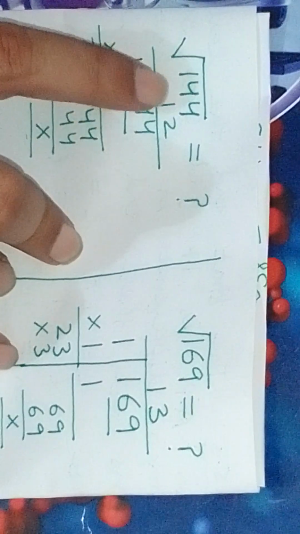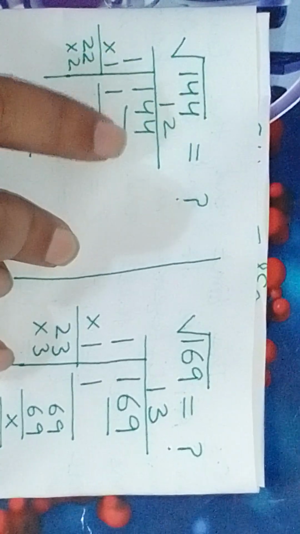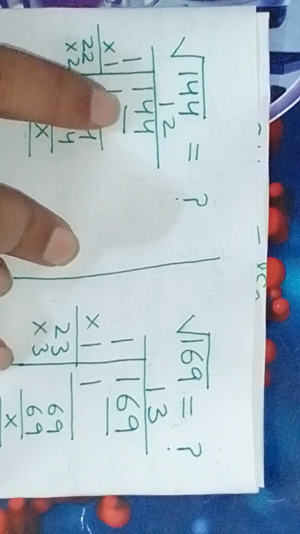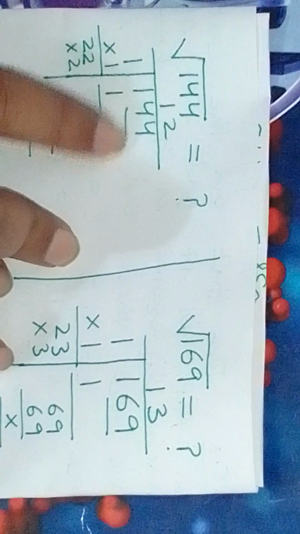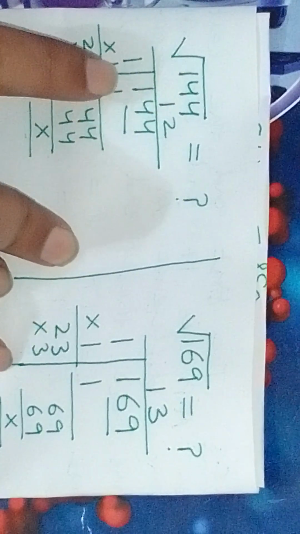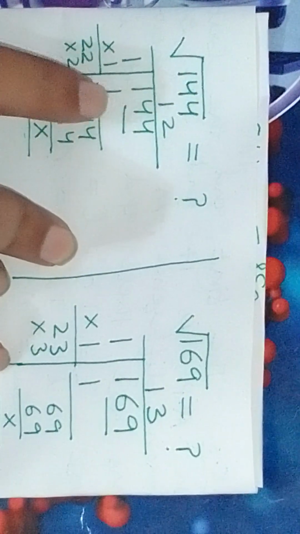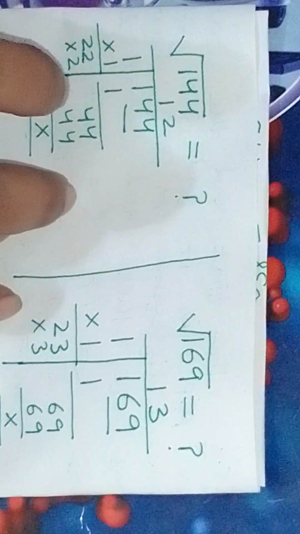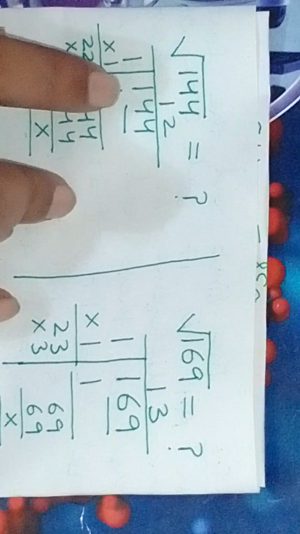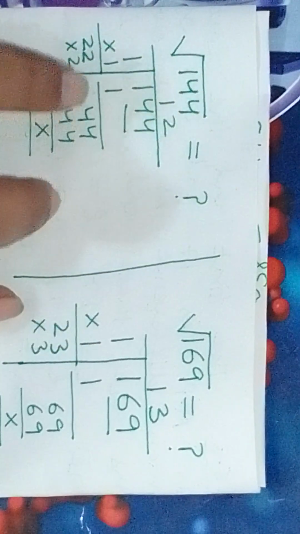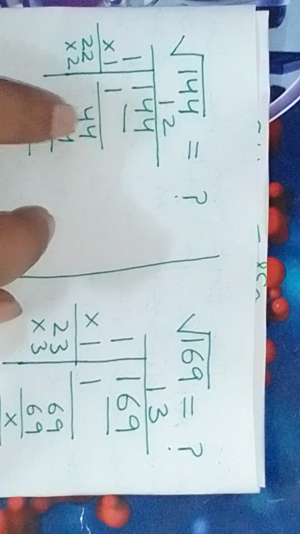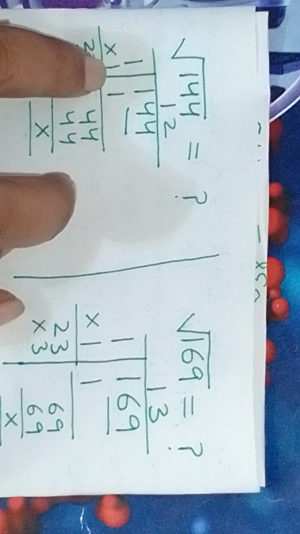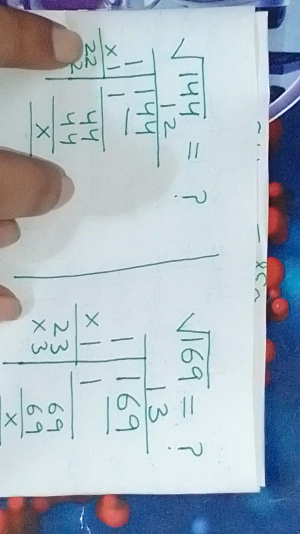144. First of all, we will make the pairs. We will make the pairs from the right side, that is 44, and 1 is the single value. Then we will take first of all 1. 1 is multiplied by 1, hence 1, 1, and then we will take 44. Now we will add 1 and 1, that comes to be 2.